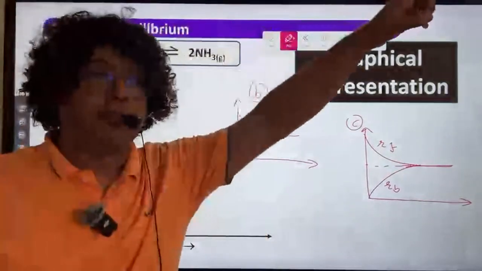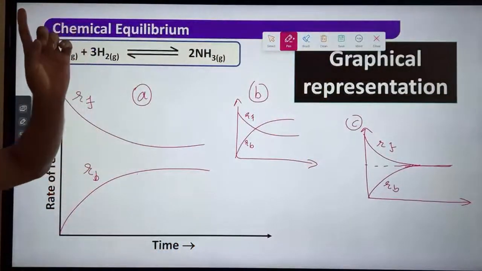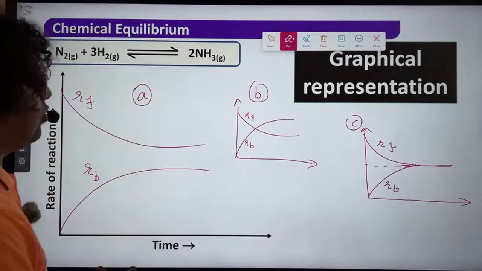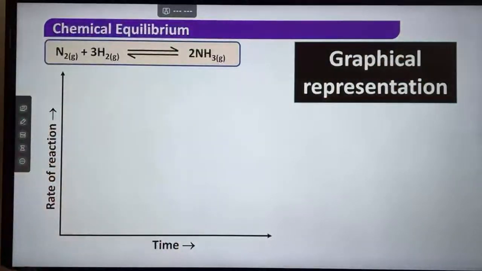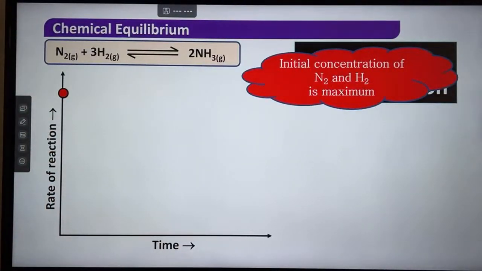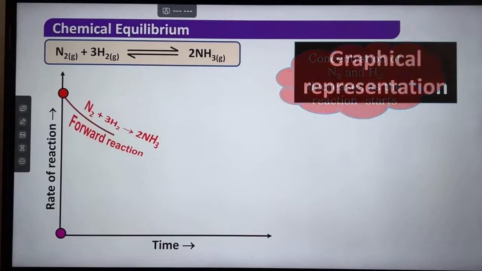What you are able to remember is the concentration graph. Are you getting my point? Okay, that's why I didn't go ahead with this. Perfect. So, initial concentration. So now we are talking about the rate of reaction.